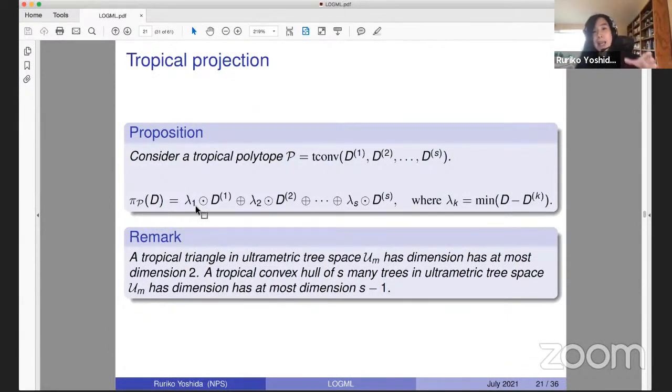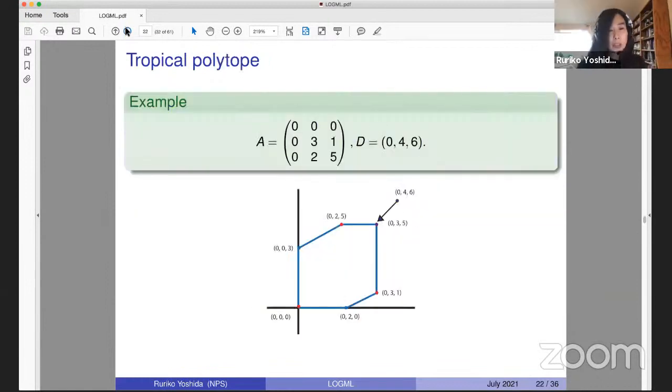And the nice thing is that if I have the tropical triangle, then the dimension, this is also important. You might think, of course, a triangle has the dimension of just one, right? Or if I have a convex hull of S many points, the dimension must be at most S minus 1. But you have to be careful. In some spaces, that's not obvious. But for the tropical matrix, it is. And for the tropical polytope, it is. So this is a very nice property to have. That's why we decided to use that.